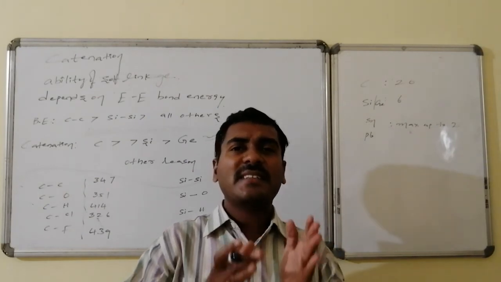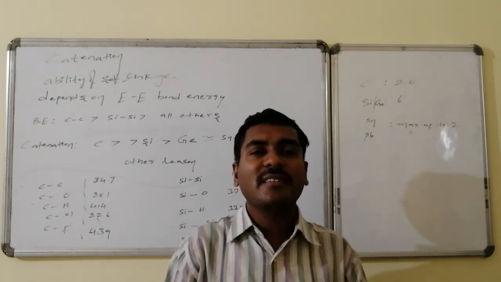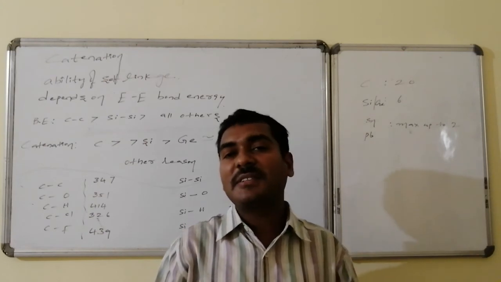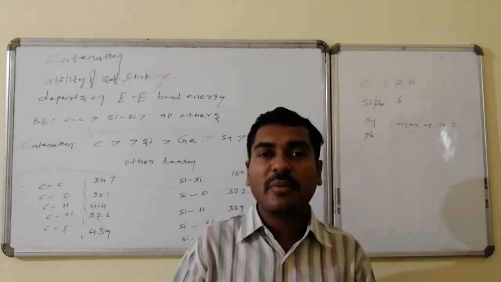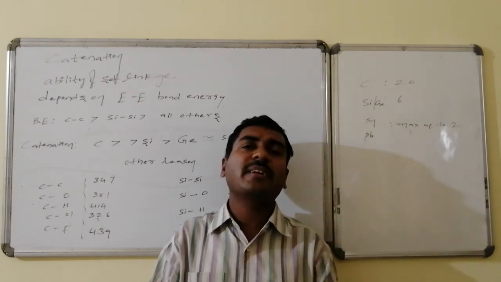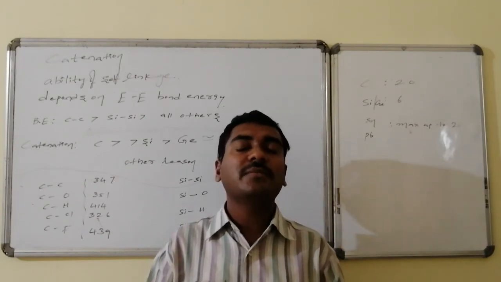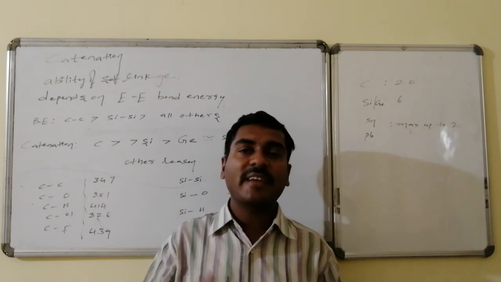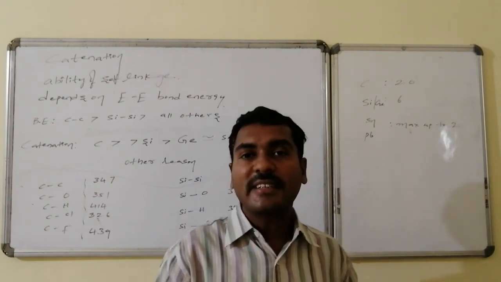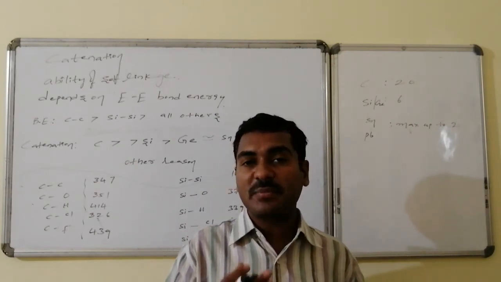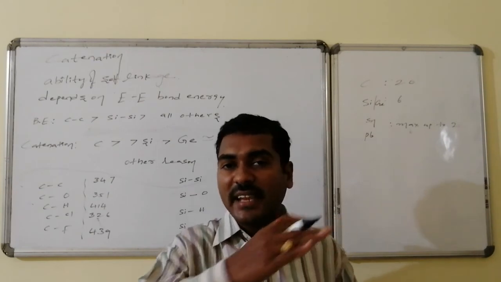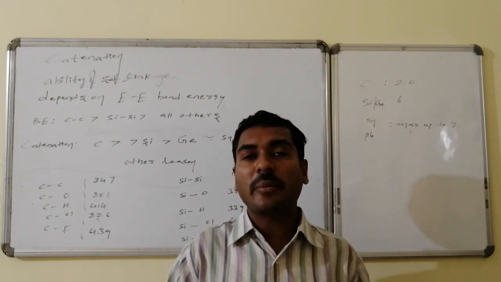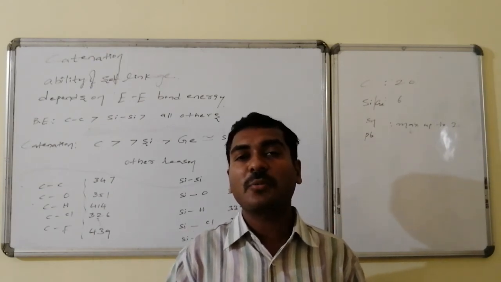Thus, catenation ability depends on bond energy and also on the relative bond energy with other atoms. The atom with higher bond energy and approximately equal relative bond energy with others will form higher self-linkage. As a result, it has higher catenation ability, and that is present in carbon. This catenation ability decreases from top to bottom in the group 4A elements.